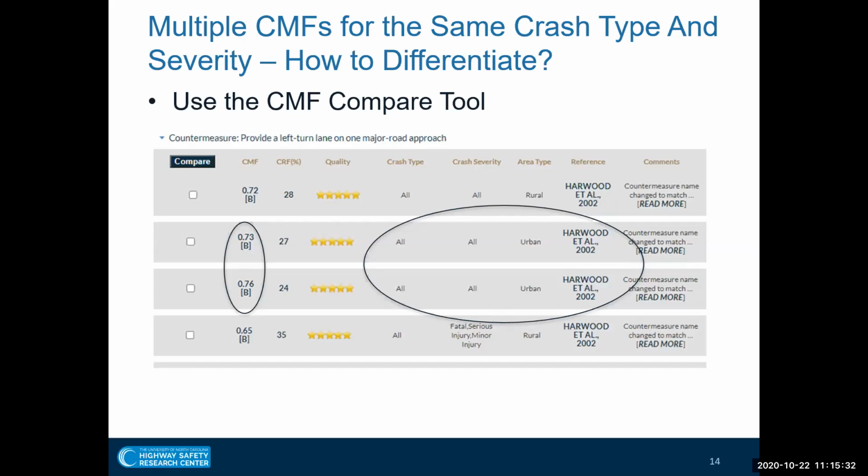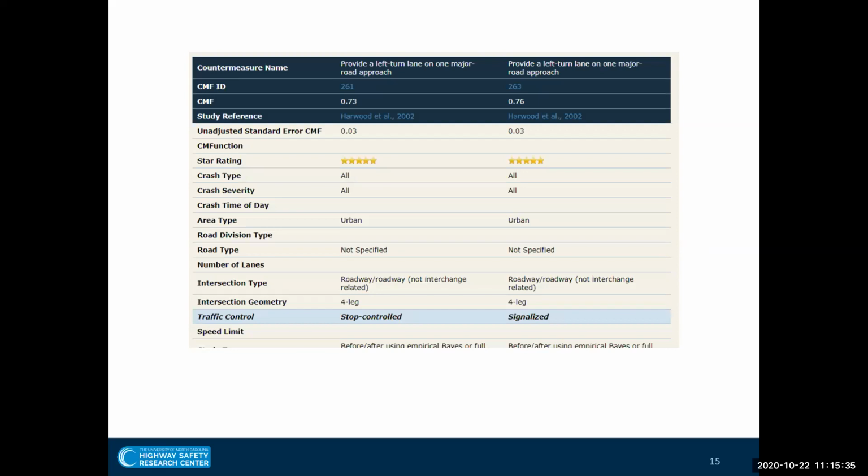So if I check the boxes and hit the compare tool, it will open a new window where I'll have results, and anything highlighted in blue are the differences. I can see that even though both CMFs look at total crashes and all severities, the CMF of 0.73, which is the first one, looks at only stop control intersections, whereas the CMF of 0.76, which is the second one, looks at signalized intersections. That will give us more clarity to identify CMFs for our specific use cases. Whether we want to use a CMF for stop control or signalized, we can use the appropriate CMF here.